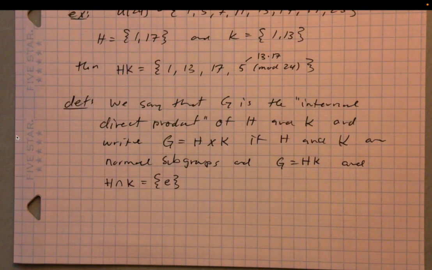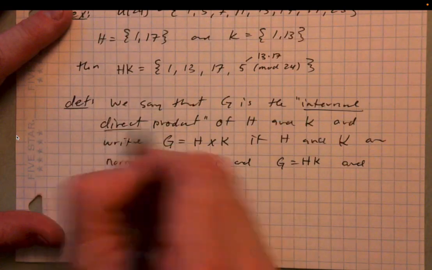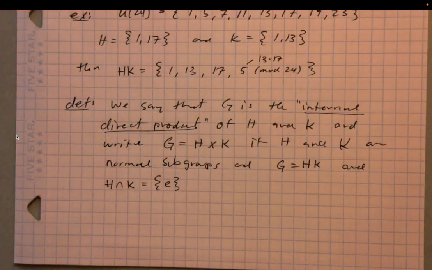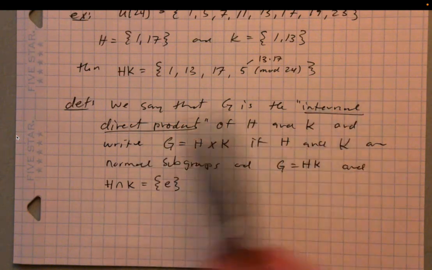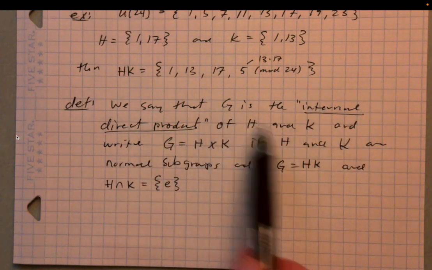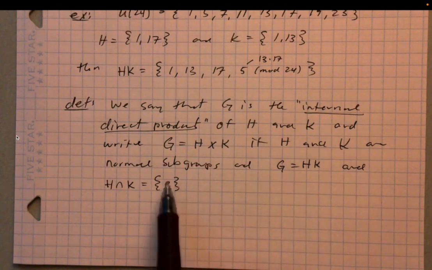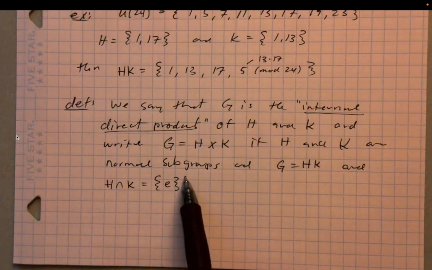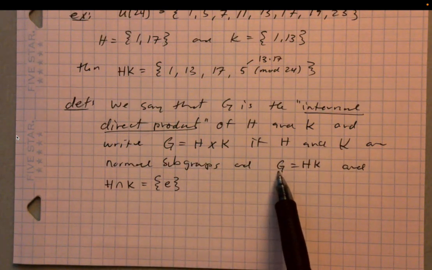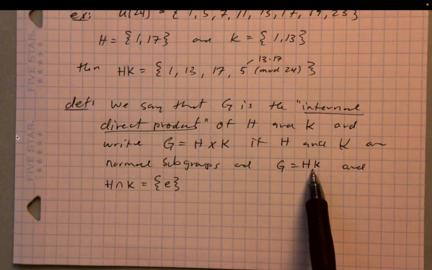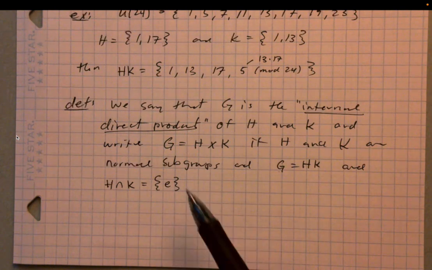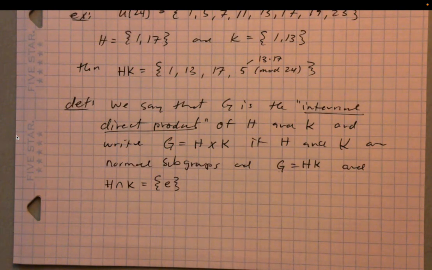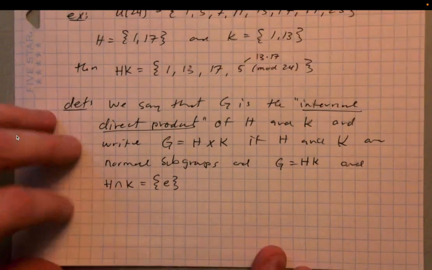This is the definition of an internal direct product. The group G can be called the internal direct product of two subgroups of itself if the two subgroups are normal, G is equal to the product of all of these elements, and H and K have only the identity in common. So what is this? Let's talk about this for a second.